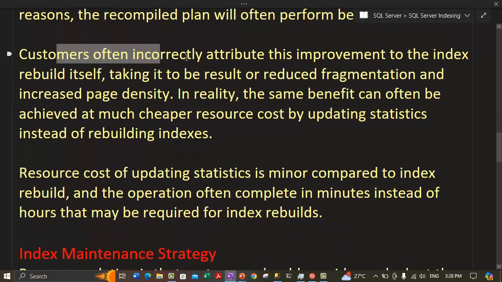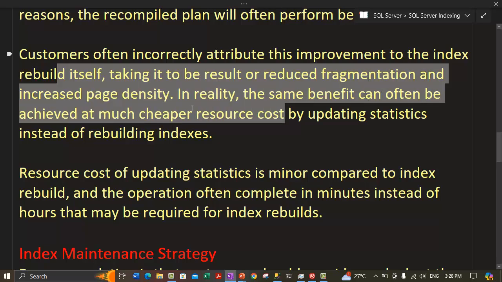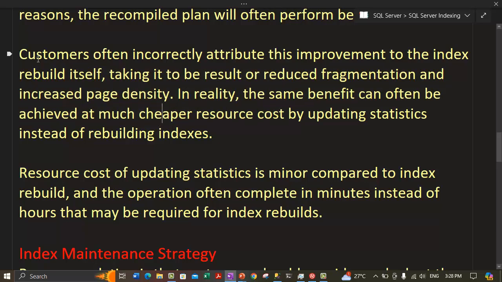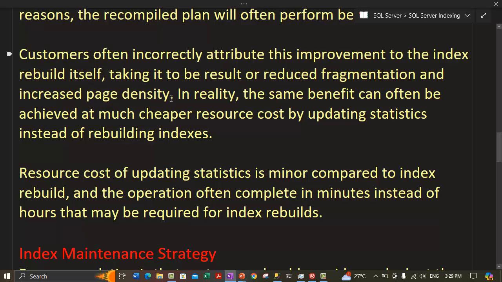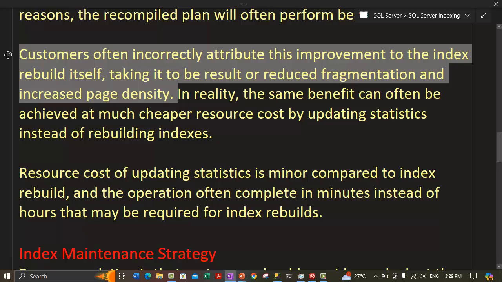Now, customers often incorrectly attribute this improvement to the index rebuild itself, taking it to be the result of reduced fragmentation and increased page density. Whenever we do the index rebuild, customers often misinterpret it. A customer thinks that the reduced fragmentation and increased page density given by the index rebuild operation has provided the better query performance. But in reality, it is the updated statistics, which are a part of rebuilding the index, that have actually provided the performance.